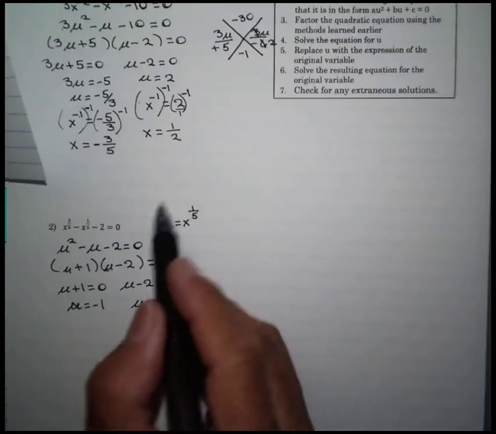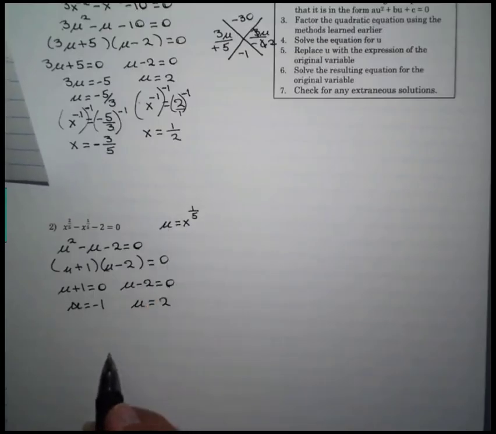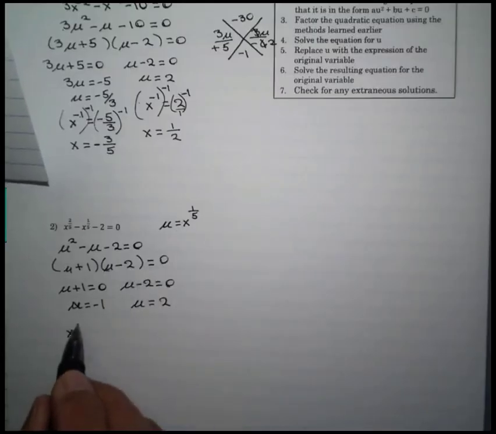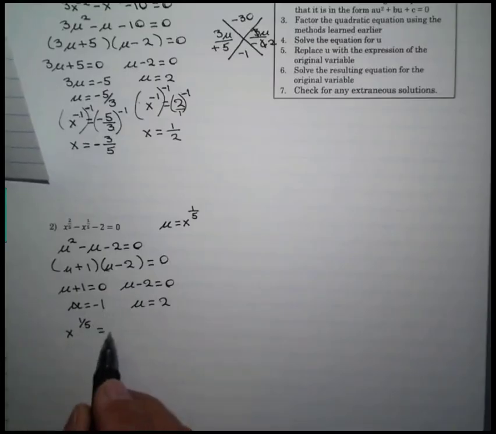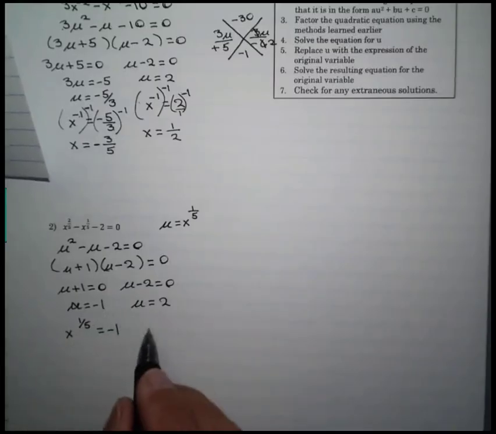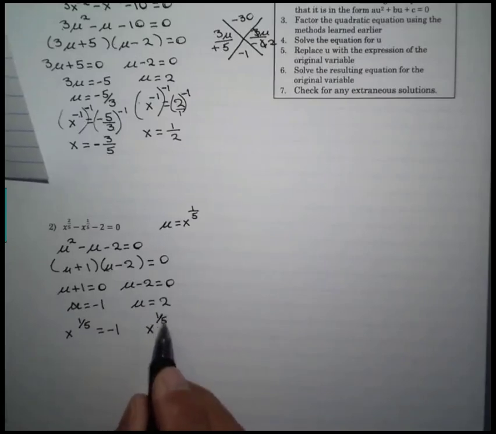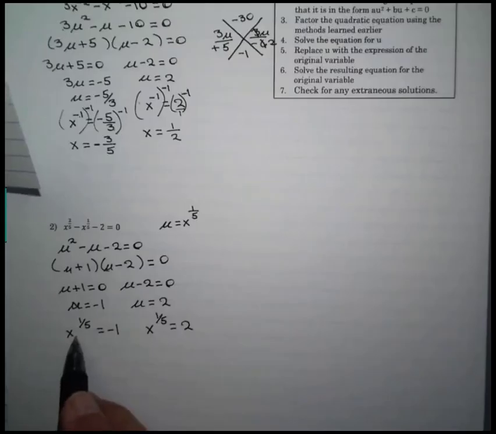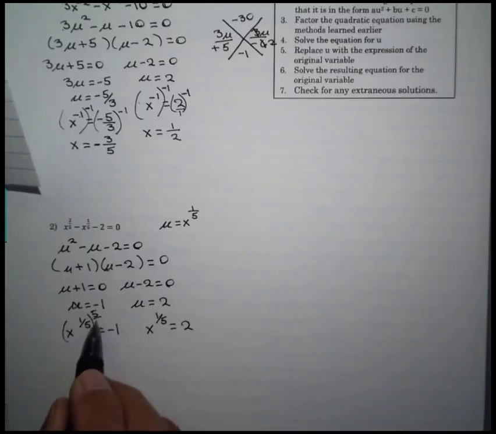So let's plug it back in. I substituted in up here, didn't I? So I'm going to say x to the 1/5. I'm turning it around just because I like to have my x over here that I'm solving for. X to the 1/5 is equal to negative 1. And for this one, x to the 1/5 is equal to a positive 2, right? Okay, so those are my two solutions. Let's solve for x. How do I get rid of an exponent of 1/5? Well, multiply it times 5 over 1, right?